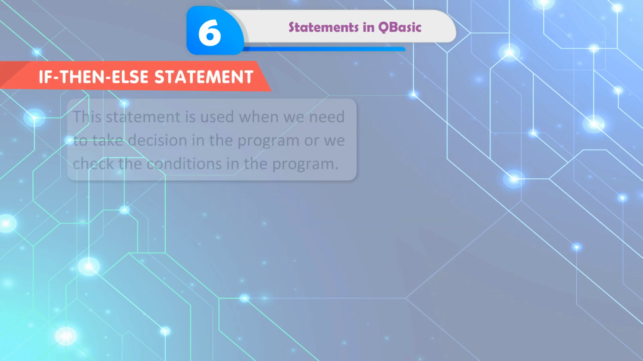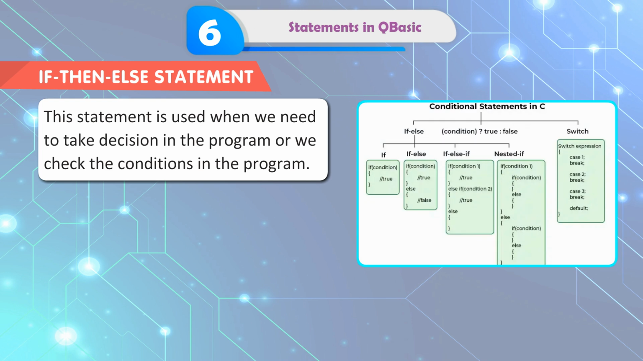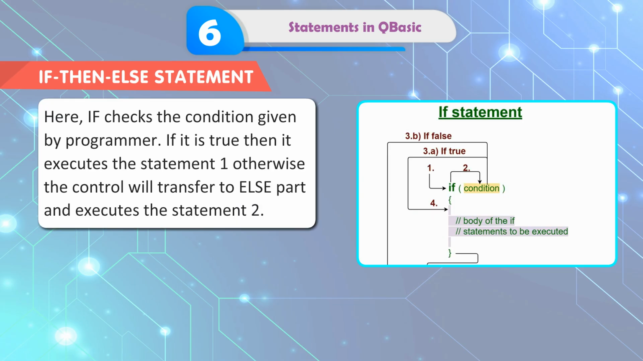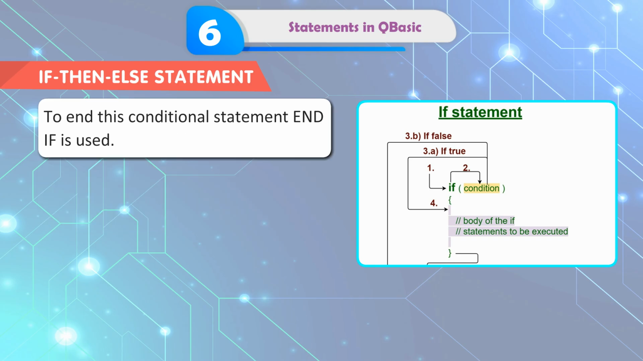IF-THEN-ELSE statement. This statement is used when we need to take a decision in the program, or we check the conditions in the program. Syntax: IF condition THEN statement 1 ELSE statement 2, END IF. It checks the condition given by the programmer. If it is true, then it executes statement 1. Otherwise, the control will transfer to the ELSE part and execute statement 2. To end this conditional statement, END IF is used.